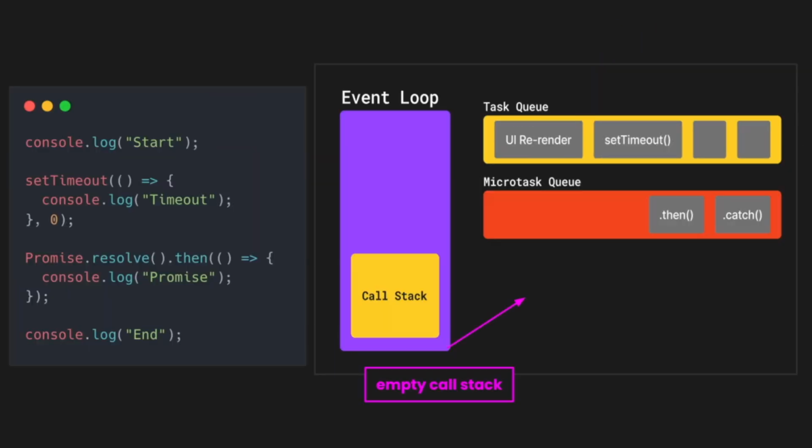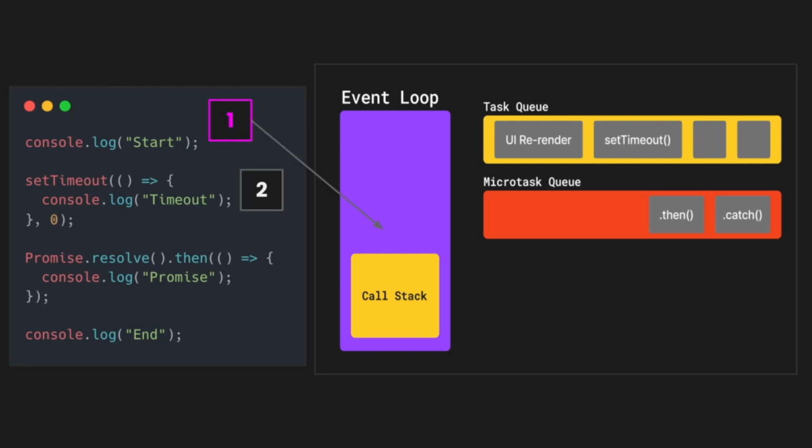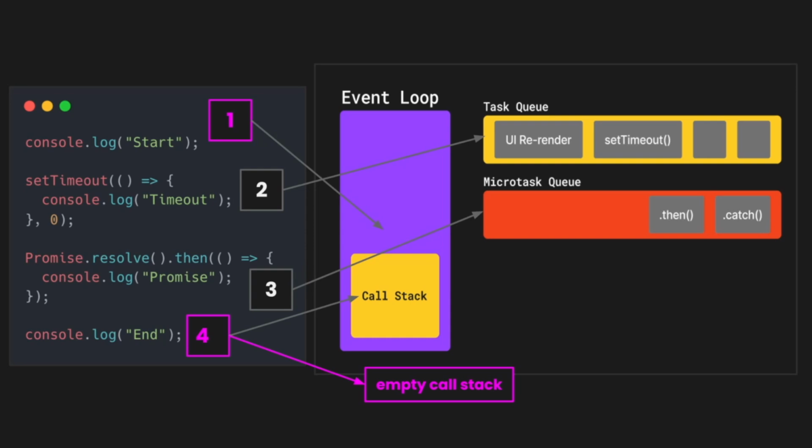Well, let me explain. So we're going to have some synchronous code that will go straight into the call stack and probably will be executed. Then we have our set timeout. This one does not get executed immediately, it will go to the task queue, and then promise resolve, which goes to the micro task queue. Finally, another piece of synchronous code straight into the call stack and executed immediately. And now our call stack is empty.